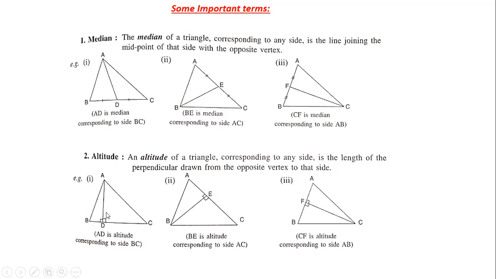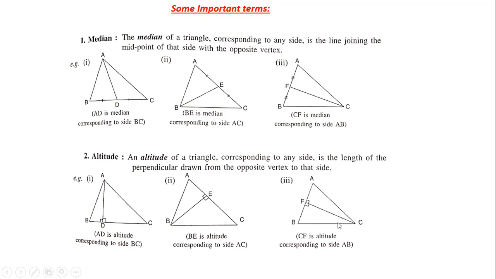An altitude of a triangle corresponding to any side is the length of the perpendicular drawn from the opposite vertex to that side. Altitude of a triangle is the length of this perpendicular AD, which is drawn from the opposite vertex A to that side BC at point D. Here AD is the altitude, in this case BE is the altitude, and here CF is the altitude.